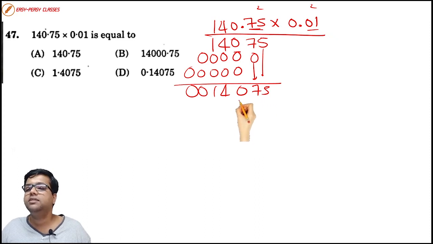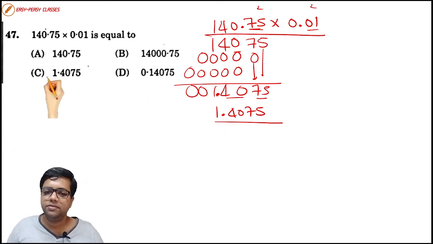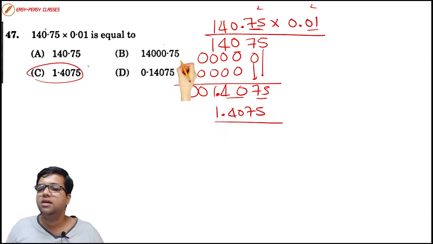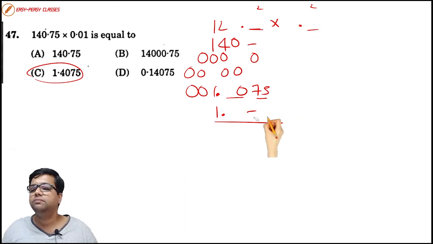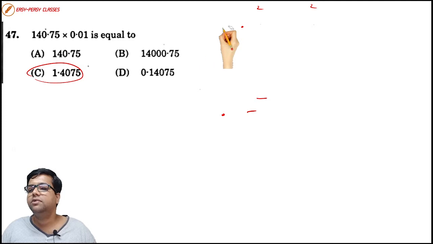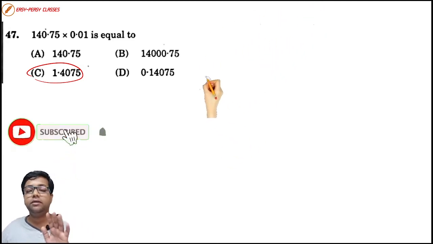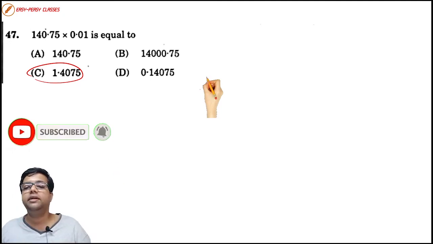You need to keep a decimal point after 4 places. 1.4075 is the right answer. Do we have it in our answer? Yes, we have it in option number C, but this is not the right way to do it. You may get the answer right, but this is completely the wrong way to do it.